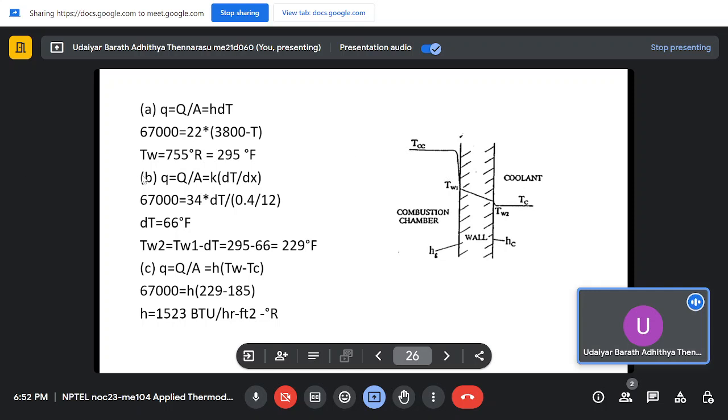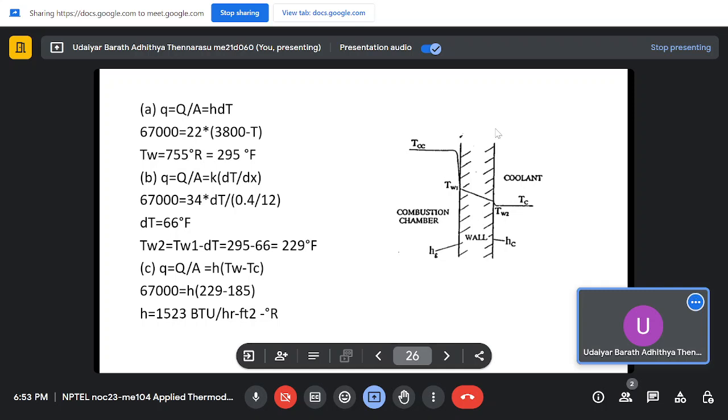So now we know that the heat flux will remain the same, whether you take it between the inner combustion gas and the coolant, or between the inner combustion gas and the wall, or between the two walls. We have already calculated the inner wall temperature. So using the conduction term for the cylinder, because the heat flux will remain the same, we can find out the outer wall temperature.